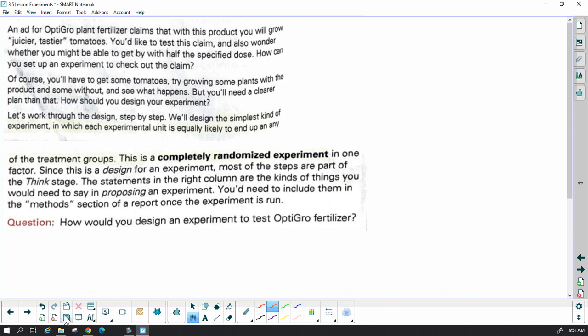So I want you to pause this here, take a minute and read this, and then we will discuss how we could design an experiment to test this fertilizer.